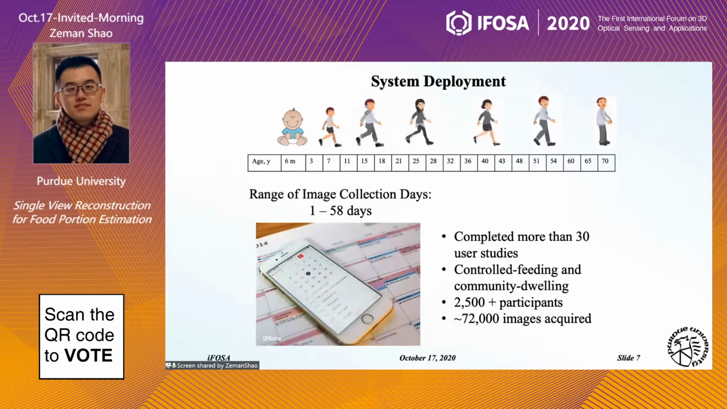The participants' ages range from babies to the elderly, and image collection ranged from 1 to 58 days. All studies are controlled feeding and community dwelling. In total, more than 2,500 participants used our TADA system, and around 72,000 images were captured. Thanks to this large amount of real-life study images, we can build and develop our method based on it.